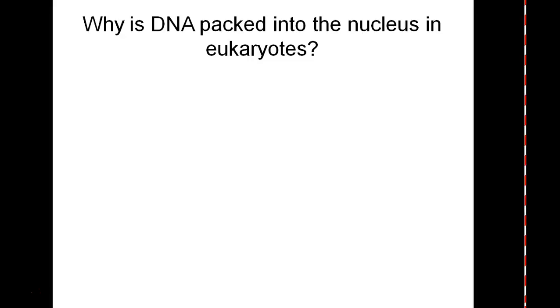So why is DNA packaged into the nucleus in eukaryotes? By contrast with prokaryotic organisms, prokaryotes don't have a nucleus, and they have a very small, simple genome. So why is it important to organize and package the eukaryotic genome and have it enclosed within a special compartment in eukaryotes? Why is this important? Any ideas?